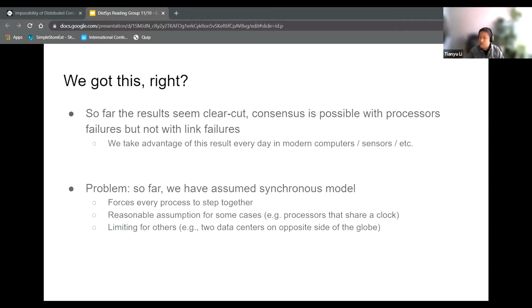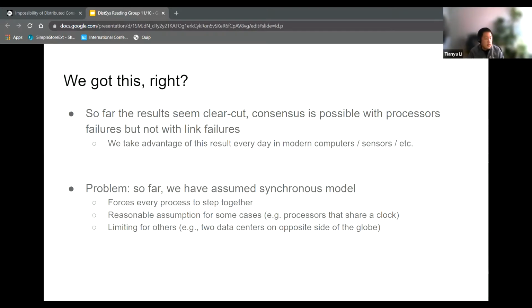Okay, so some bad news, some good news, but the synchronous result seems pretty strong. So far it seems pretty clear-cut: consensus is possible with processor failures, but not with link failures. And this is a result we take advantage of every day. If you ever fly in a plane, as we saw, this is probably the algorithm they use on the actual planes themselves, obviously the Byzantine version.